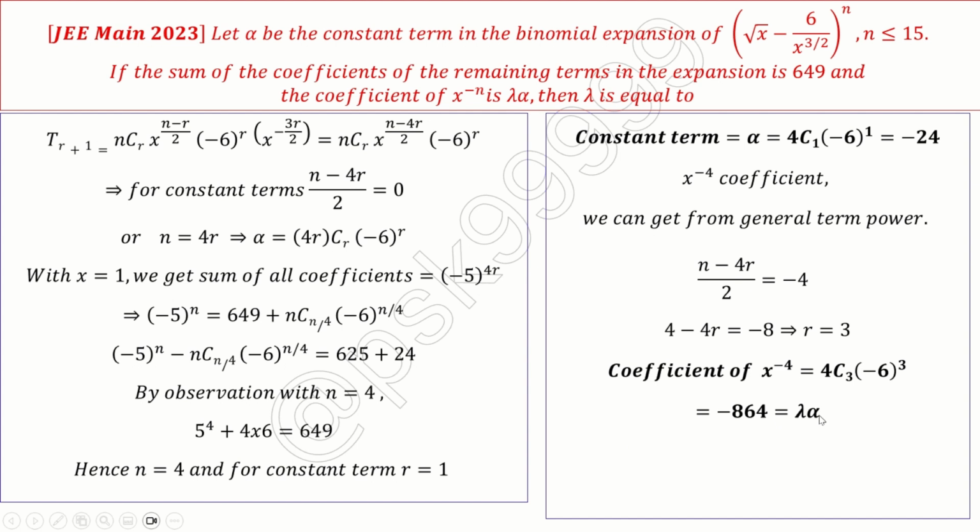Minus 864 is my lambda alpha, and this is my alpha. So I can easily get my lambda. Lambda is nothing but 36. That's the answer. Okay. Next.